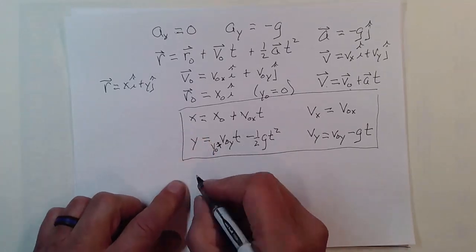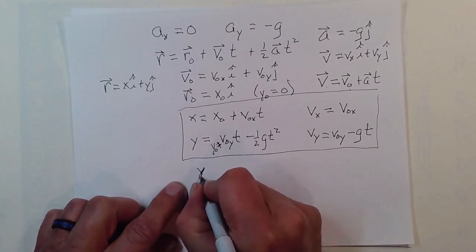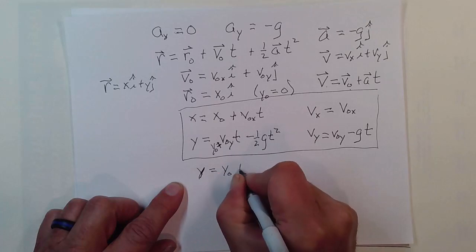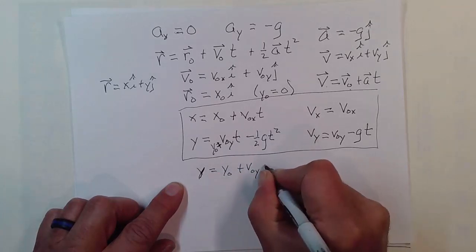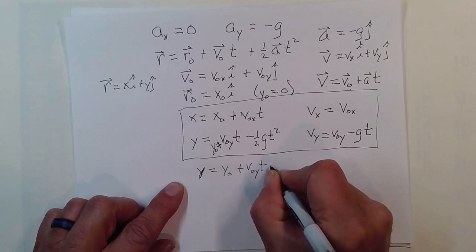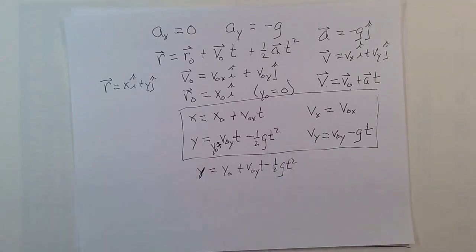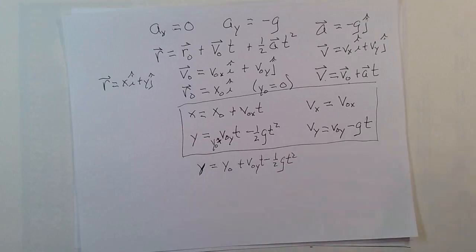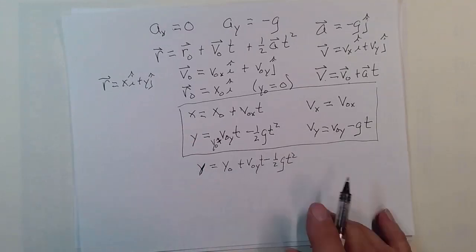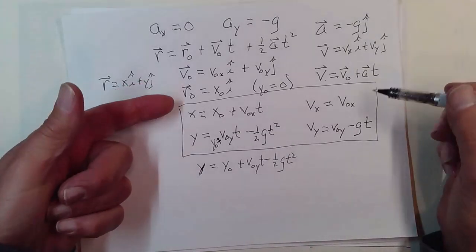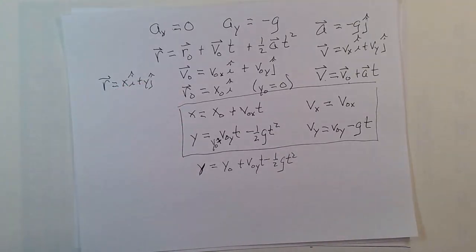So let me fix that last equation. It should look like y is equal to y naught plus v naught y t minus 1/2 g t squared. And just substitute this one in for that one. Maybe y naught's 0. If something's launched from ground level, that would be the case. But that's the set of equations for projectile motion. And that's our first look at two-dimensional motion. So next thing we'll do is start solving some projectile motion problems.